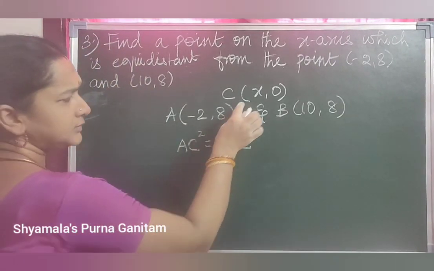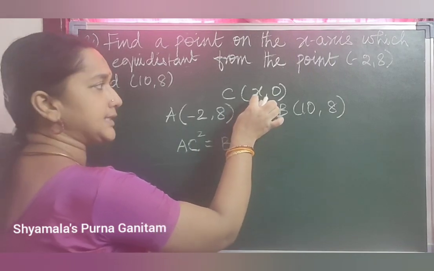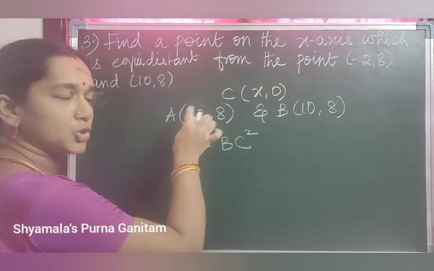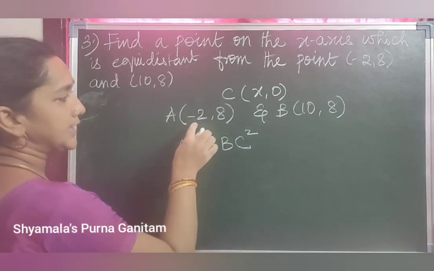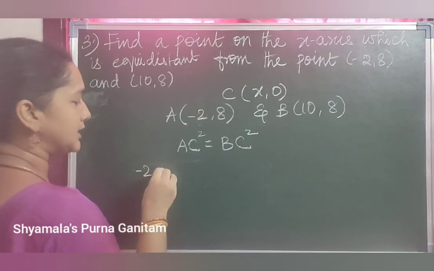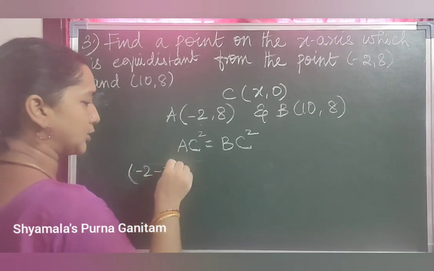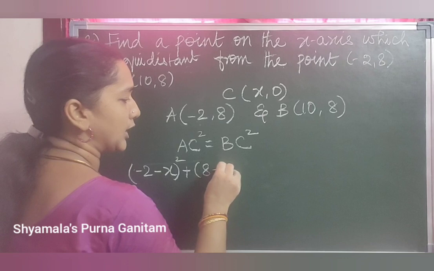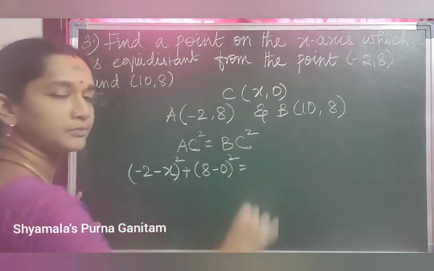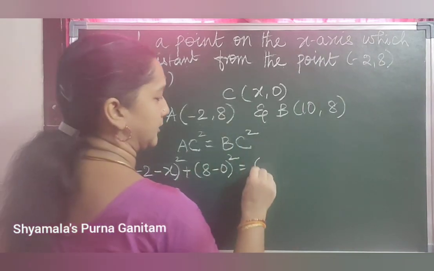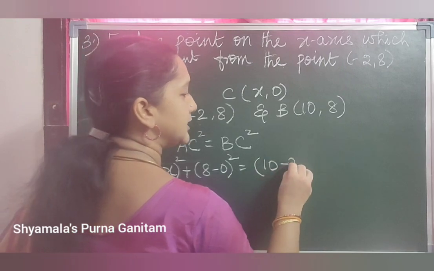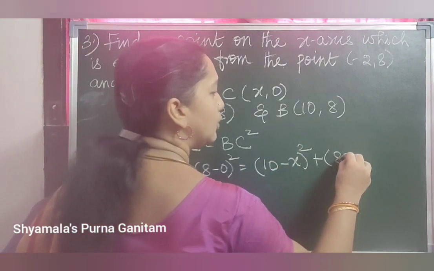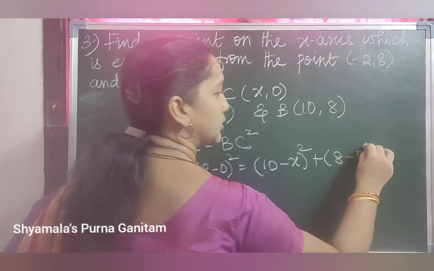So, we will keep this point as x1 and y1. These 2 things we will keep as x2 and y2. So, x2 minus x1 the whole square plus y2 minus y1 the whole square. Okay, same way on the other side, x2 minus x1 the whole square plus y2 minus y1 the whole square.